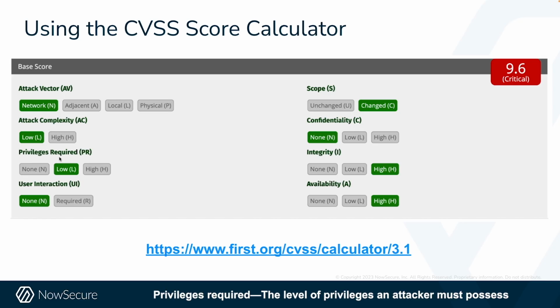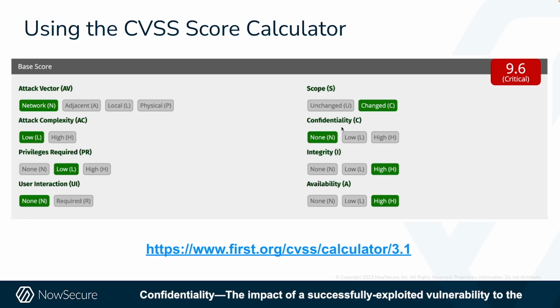Privileges required, the level of privileges an attacker must possess before successfully exploiting the vulnerability. User interaction. This metric determines whether the vulnerability can be exploited solely at the will of the attacker, or whether a separate user or user-initiated process must participate in some manner. Scope. Does a successful attack impact a component other than the vulnerable component? If so, the score increases.